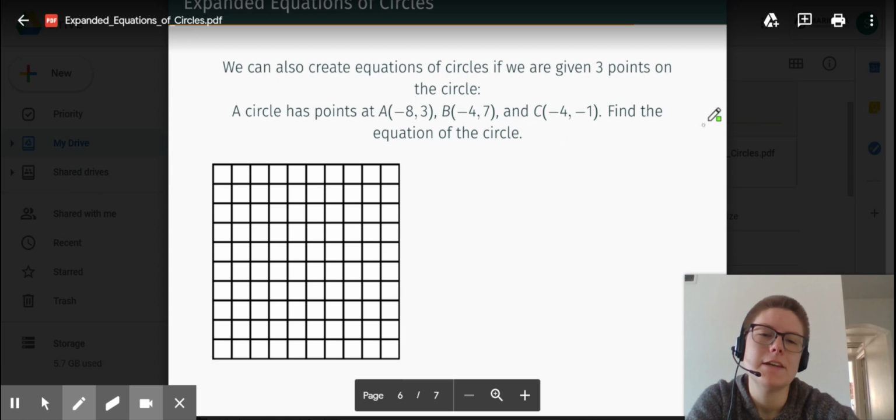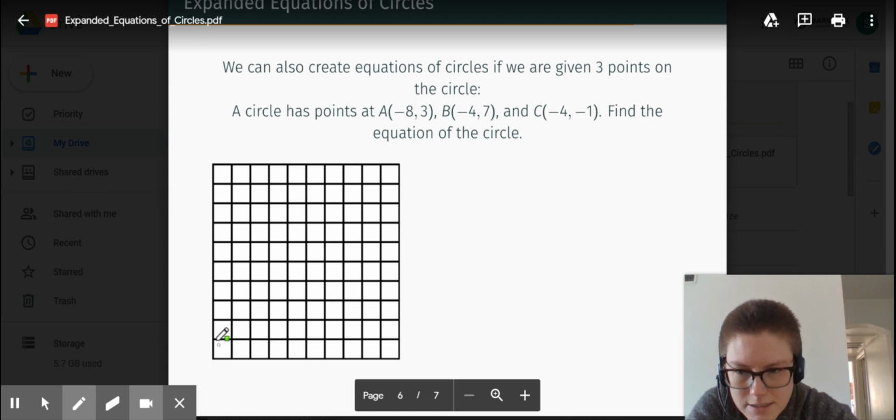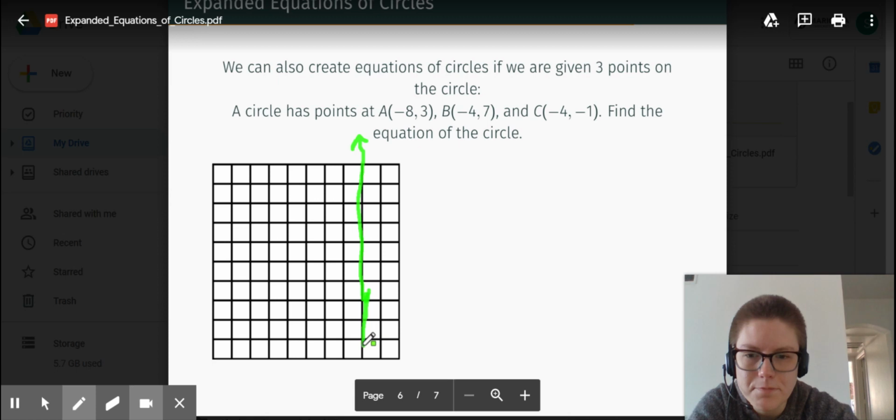All right. So we've got 3 points, A, B, and C on our circle. A is at negative 8, 3. B is at negative 4, 7. C is at negative 4, negative 1. So I want to have at least 8 in that direction. So let's start at negative 9, negative 8, 7, 6, 5, 4, 3, 2, 1 to make my y-axis. Again, graphing is a very fun and confusing thing for many. Well, fun for few, confusing for many.